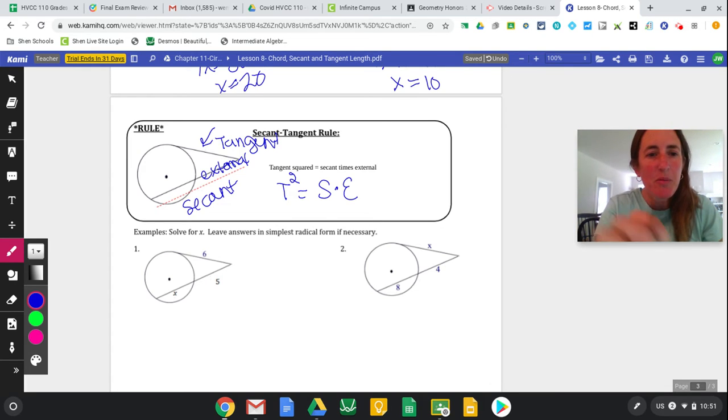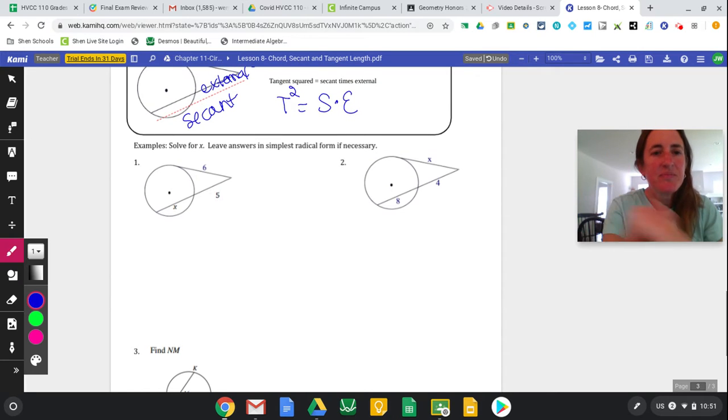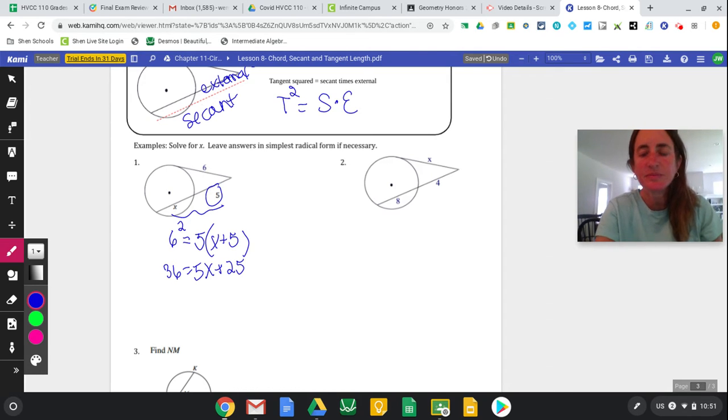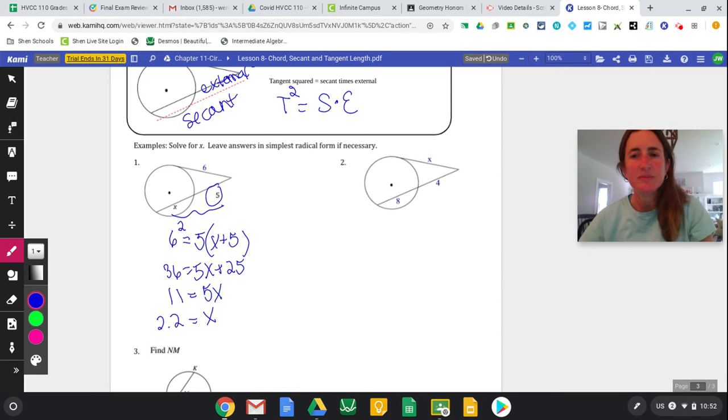We can do it, folks. We've got this guy here. We've got our tangent. So I'm going to take the 6 and square it. It equals the external, which is 5, times x plus 5. Okay, so I have 36 equals 5x plus 25. Or I have 11 equals 5x, or x is like 2.2, I think, if you divide it out. That was kind of boring.